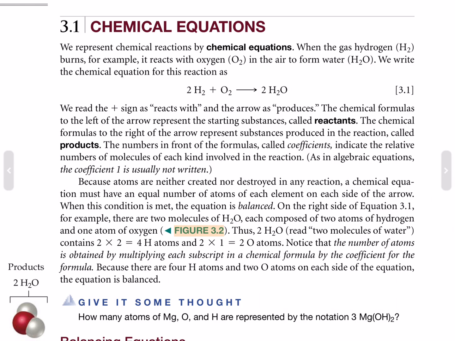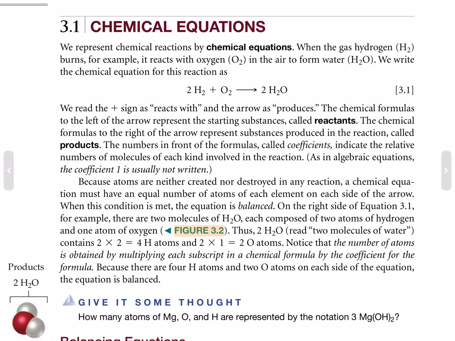The chemical formulas on the left of the arrow represent the starting substances, called reactants. The chemical formulas to the right of the arrow represent substances produced in the reaction, called products. The numbers in front of the formulas, called coefficients, indicate the relative numbers of molecules of each kind involved in the reaction. As in algebraic equations, the coefficient 1 is usually not written.